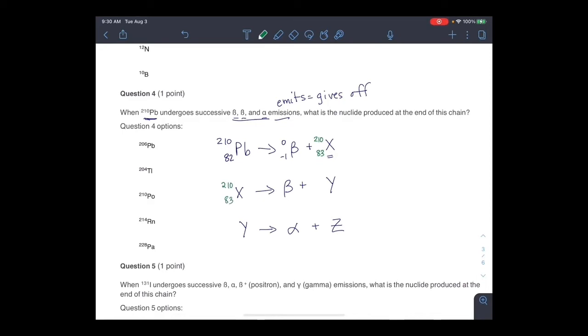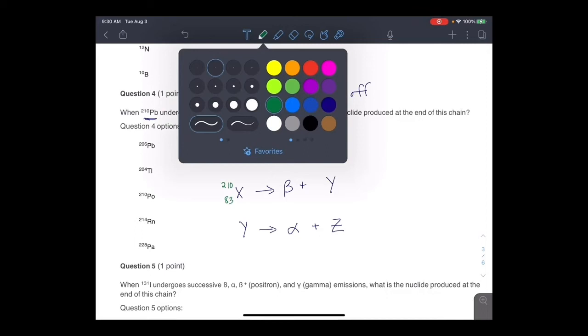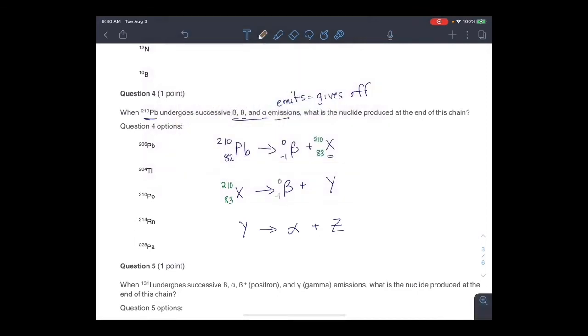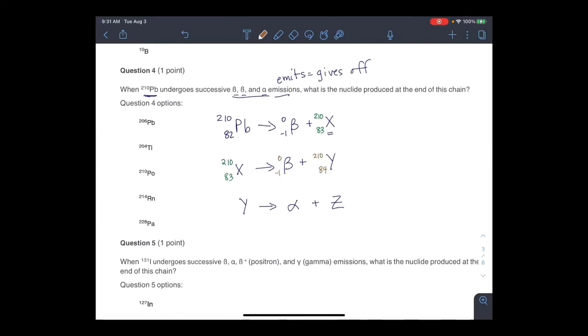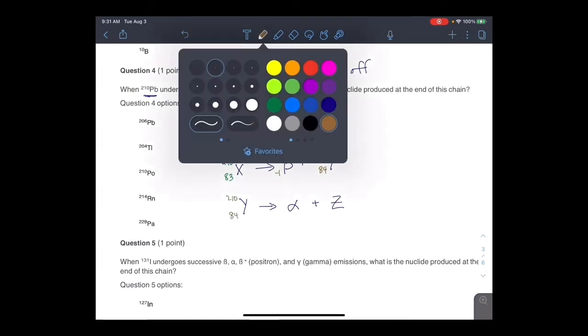210 and 83 undergoes another emission to give off a Y. So again, do your additions on both sides, 210 on the left. That means I have a 210 on the right. 83 on the left, this is a -1. That means this guy needs to be 84. I could go look up what 84 is, but I don't have to because I'm not interested in identifying Y. I'm only interested in identifying Z. So 84, 210. Now he's giving off an alpha particle.